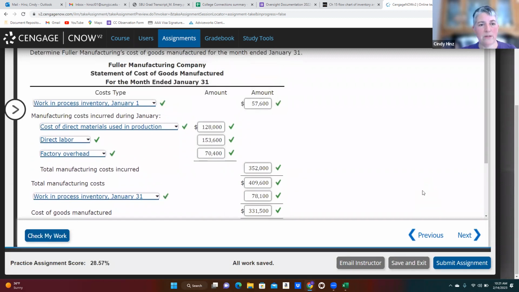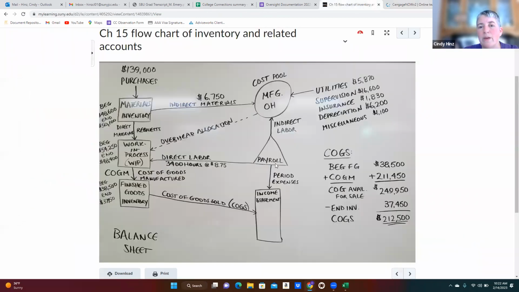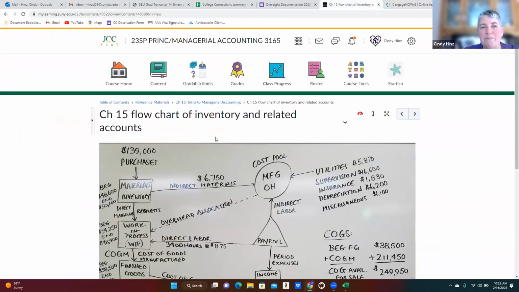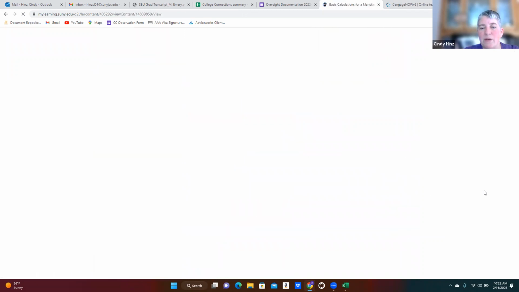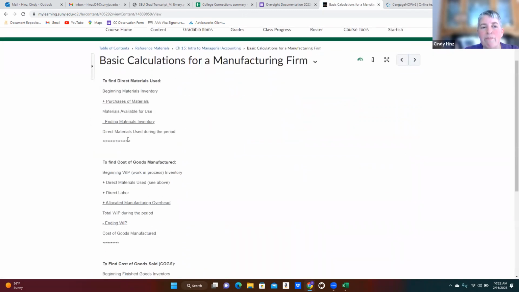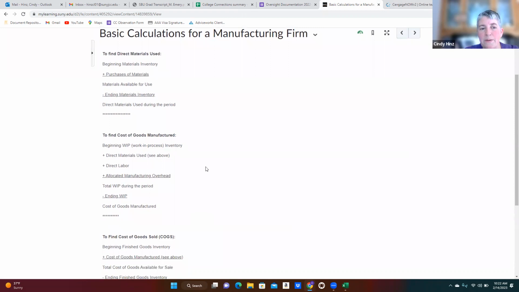And so there is the statement of the cost of goods manufactured. Again, a simplified version here, a little bit simpler than what maybe we did in the exercises in the chapters, but you should be able to know where those numbers are coming from. Again, you can refer to this, and if you find that kind of convoluted and messy, I would encourage you to also look at the basic calculations for a manufacturing firm here. These formulas are going to help.